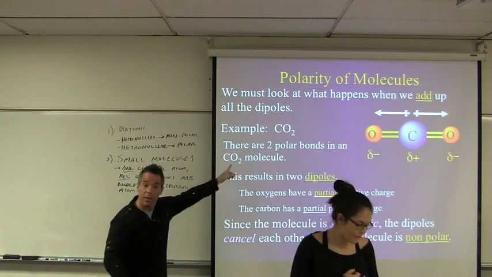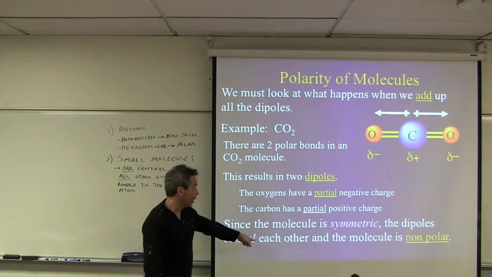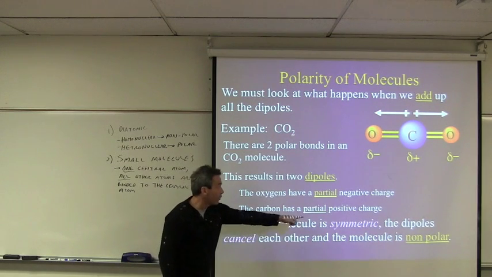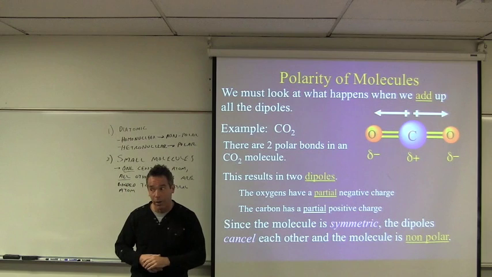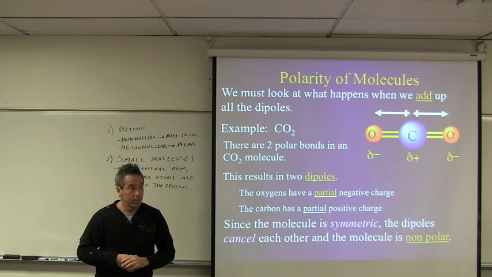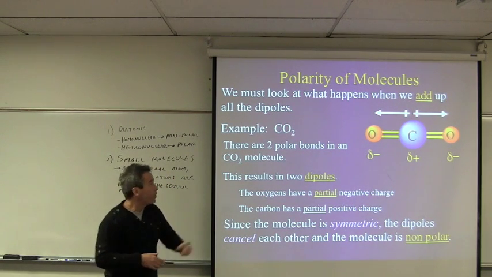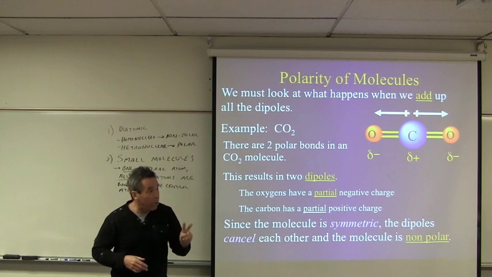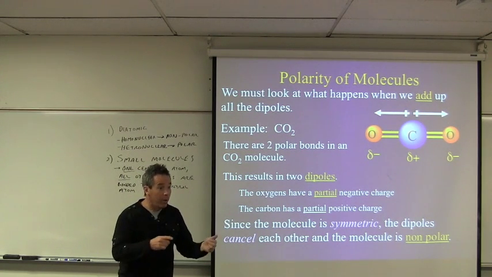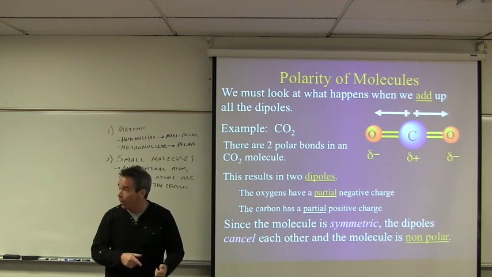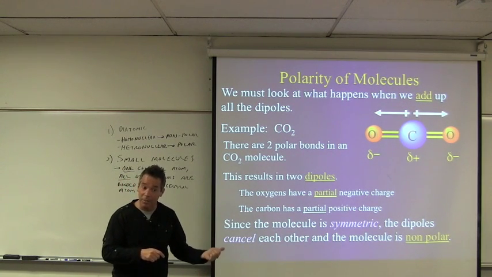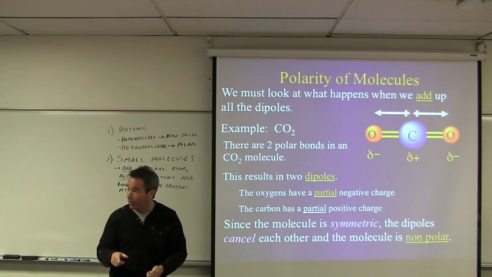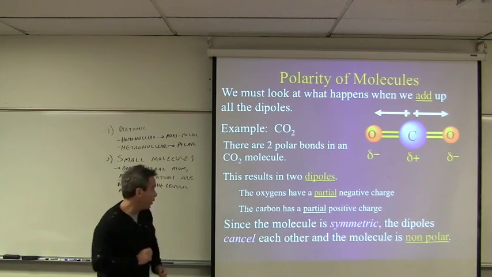Same thing happens with electric dipoles. They cancel each other out. Since the molecule is symmetric, the dipoles cancel each other out, and the molecule is nonpolar. Notice, we started with a molecule with 2 polar bonds, but we end up with a molecule that's nonpolar. So just because you have polar bonds in a molecule doesn't necessarily mean you have a polar molecule. I want to show you another example.